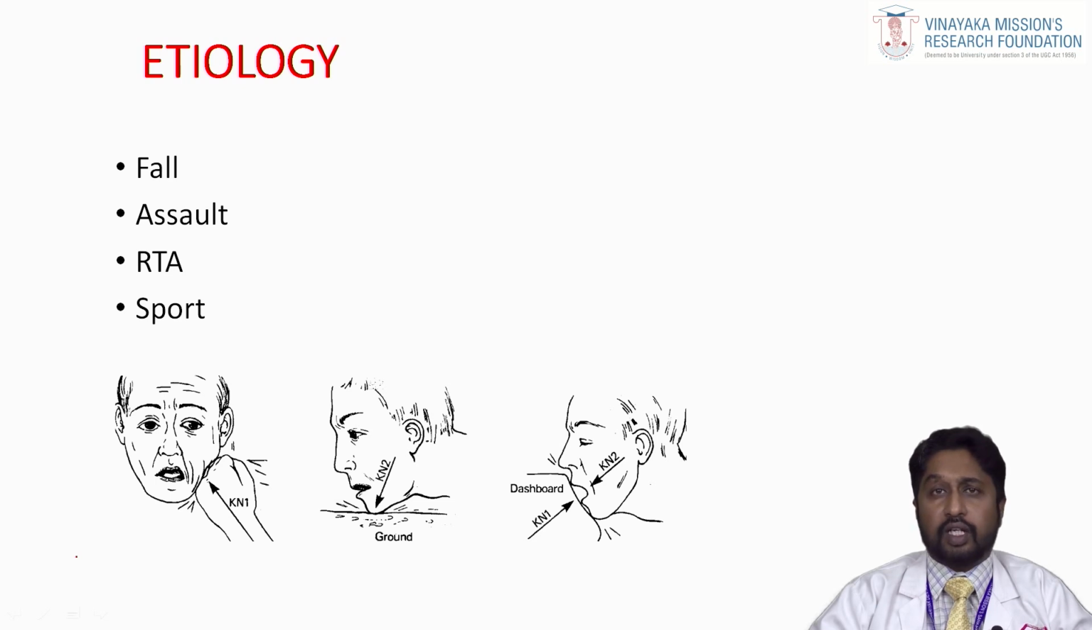The etiology of a condylar fracture includes fall, assault, road traffic accident and sports. These are the common causes. When you have a fracture of the ramus or any mandible fracture, you have to suspect a condylar fracture. Some people only diagnose the symphysis fracture and the angle fracture, but don't realize there is a condylar fracture. So whenever you have a mandible fracture or a midfacial fracture, always look for a condylar fracture.